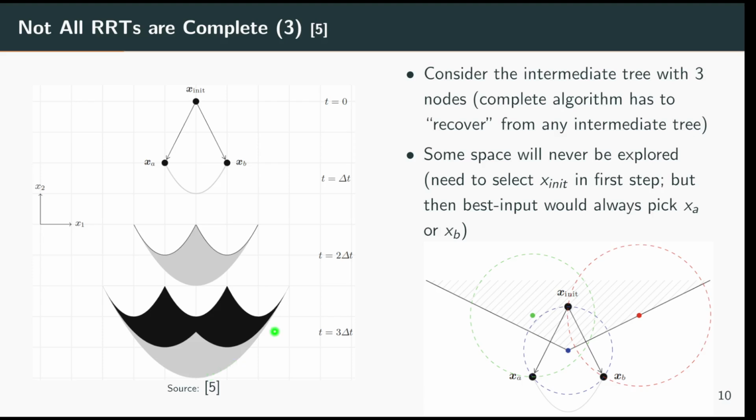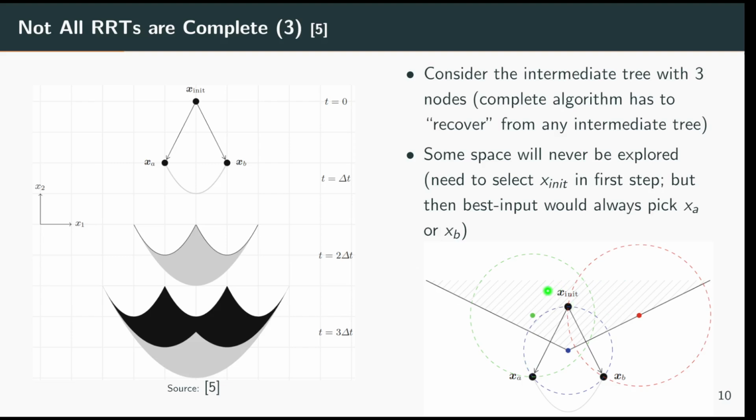And why is that? For that we have this funny kind of geometric interpretation of the Voronoi diagrams. So you can see again the different nodes, so X init, XA, and XB, and there's these circles around that tell us a little bit the kind of radii that we have, and also the Voronoi regions are drawn like that with a black line.